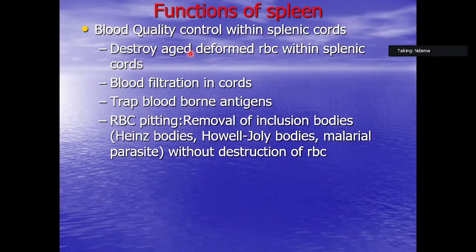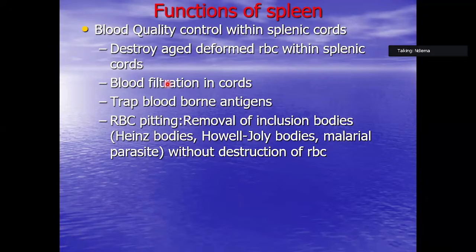Blood filtration also occurs within the cords: removal of foreign proteins within the blood, and also trapping of blood-borne antigens. All this occurs within the splenic cords of Billroth. We also have what we refer to as red blood cell pitting, which involves removal of inclusion bodies, for example Heinz bodies or Howell-Jolly bodies. The malarial parasites can be removed from the red blood cell without destruction of the red blood cell. So that's what we refer to as pitting of the red blood cell.